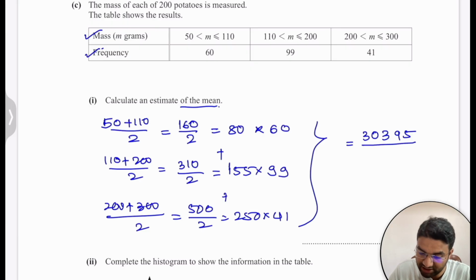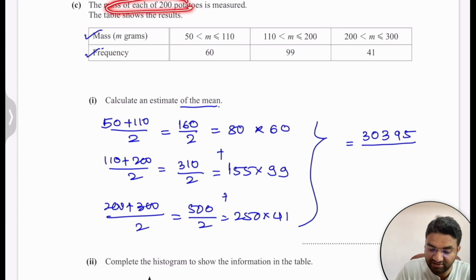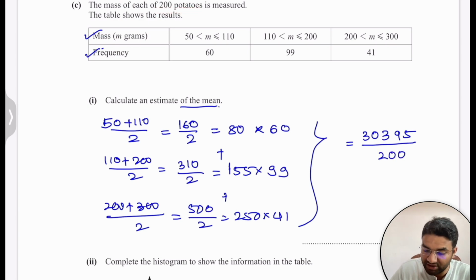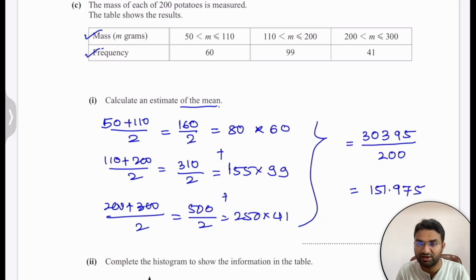If you do all the addition, you will get 30,395 divided by the total, since the mass of each of 200 potatoes is given, so it is divided by 200, so it will be equal to 151.975. You have to do this calculation in your calculator. Fine, it's again in grams, and that's the answer here. This is a 4-mark question, so you have to do this mini calculation.